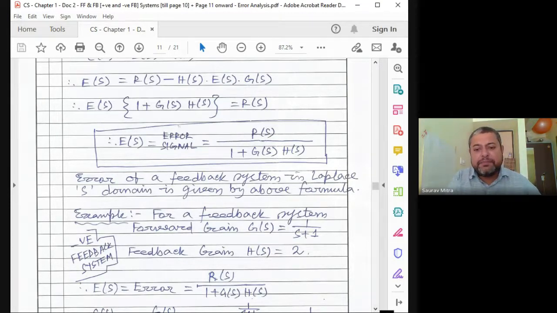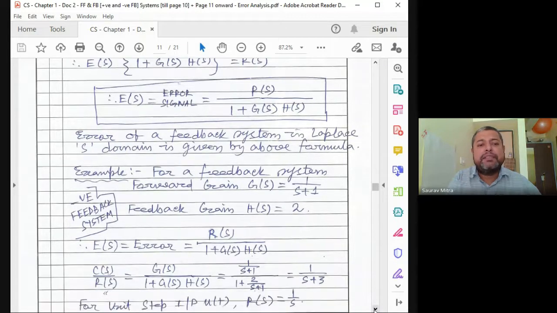So error of a system in the Laplace s domain is given by the above formula. So how to find the error in a closed loop system which has negative feedback? That is nothing but input divided by 1 plus, what is G(s)H(s) called? G(s)H(s) is called the OLTF. So a very important formula is this: E(s) is equal to input divided by 1 plus OLTF. This is the way we write this equation. So E(s), the system error in Laplace domain, is equal to R(s) divided by 1 plus OLTF. And how can we find e(t), small e(t)?